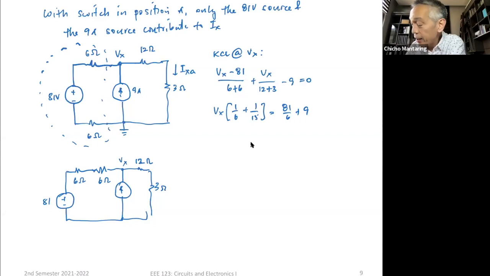Okay, so this is now 12, no? 1 over 12 plus 1 over 15. Okay, and if you solve for Vx, I'm sure my answer for Vx is correct. This is going to be 105 volts. So if I know Vx, I can now solve for Ixa. Ixa is Vx over 15, and that's going to give me 7 amperes.